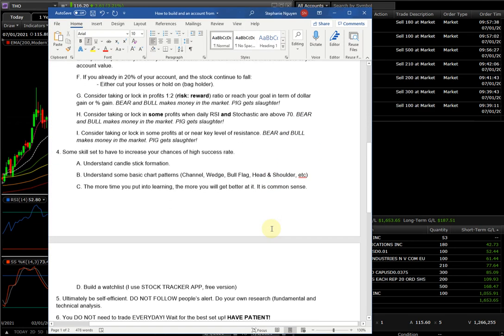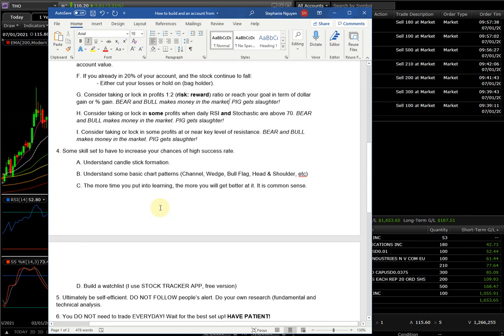Okay, step 4. So these are some key skills to have to increase your chance of success rate. Remember, this is not a 100% success rate, but you can increase it by several percent if you understand candlestick formation. And I repeat again, do not buy books or join courses or anything like that. All this information is free online, guys. Just type in candlestick formation and study it, learn it. Understand some basic patterns. Same thing: these are channels, wedges, bull flag, head and shoulders, and so on. There are so many different patterns.